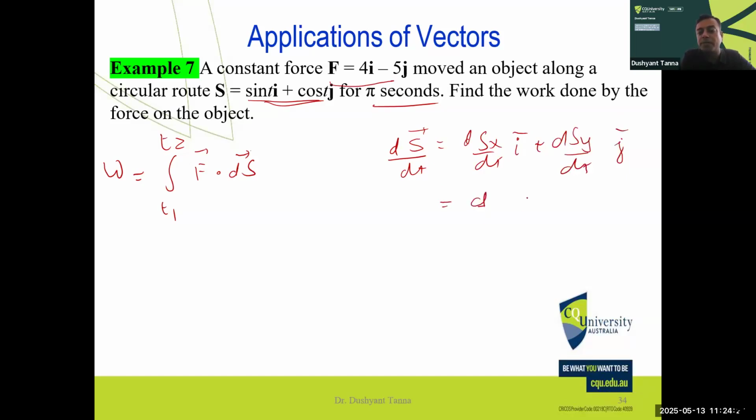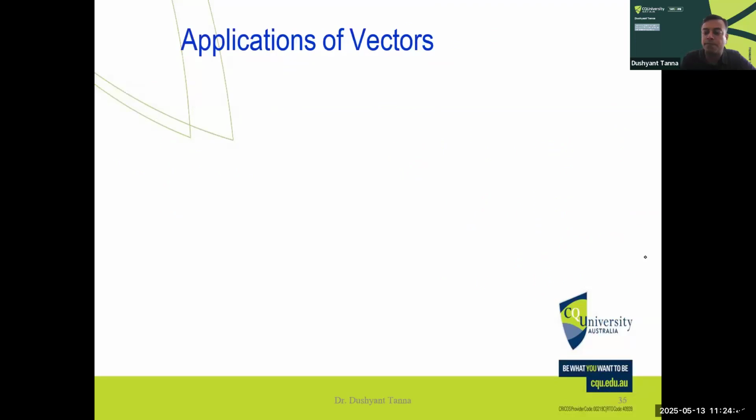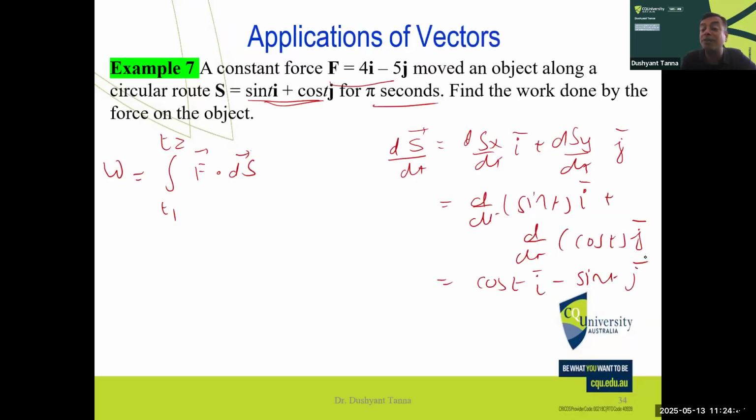If you want, I can write one more step. Sine t i, d by dt of cos t j. Okay, sine differentiation is cos t i, sorry, and this is minus sine t j. Okay, now dot product with F. If you don't want to carry all the integration, you can just obtain it separately and then plug in here. I'm fine to carry it.